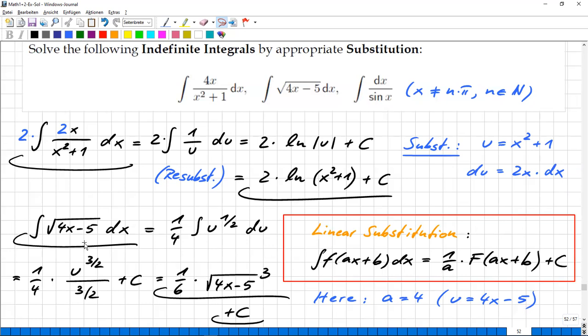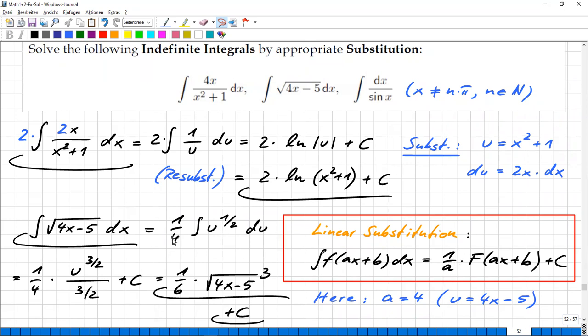So you see what I'm doing here? I recognize this is a square root of a linear term, 4x minus 5. So then I find out this is a case for the linear substitution. What do I do? I just divide by a, and looking here, I gave you the information, a equals 4 in this case. So that means, explicitly, that u equals 4x minus 5, but I don't perform a substitution explicitly. Instead, I just divide by 4. That corresponds to this step here.